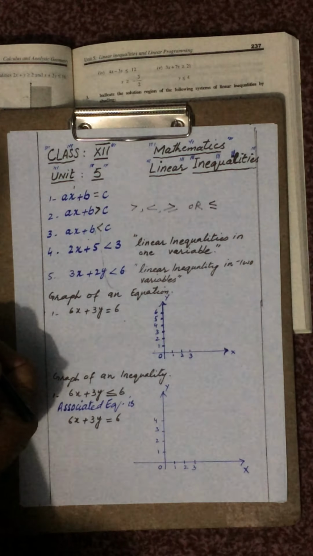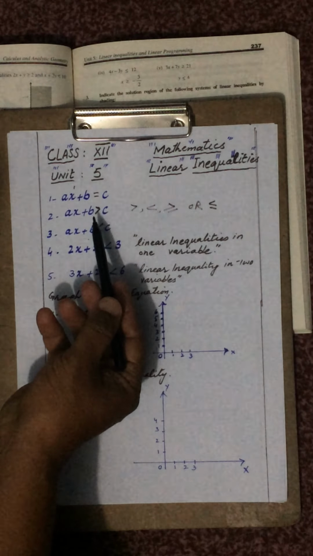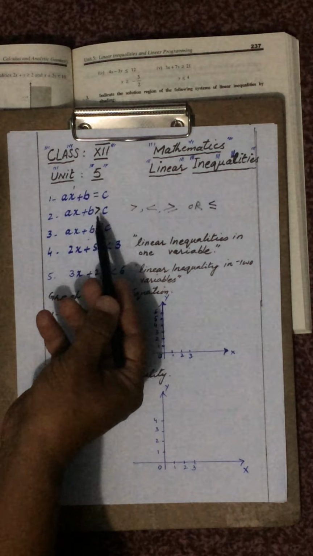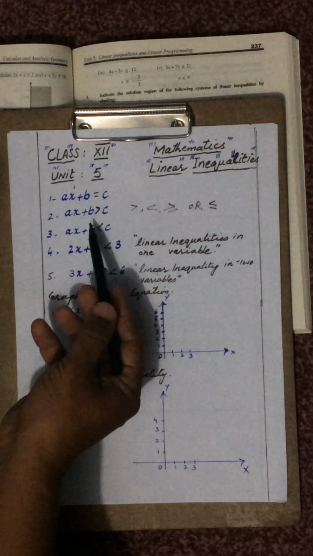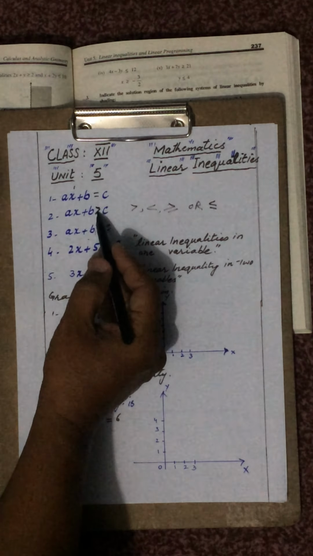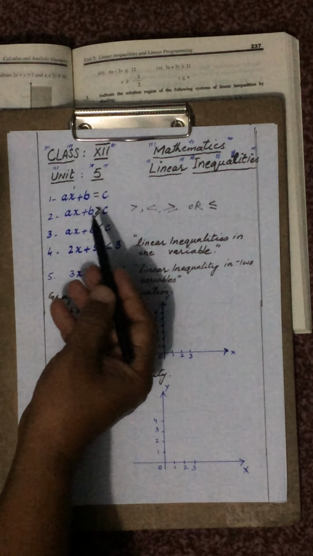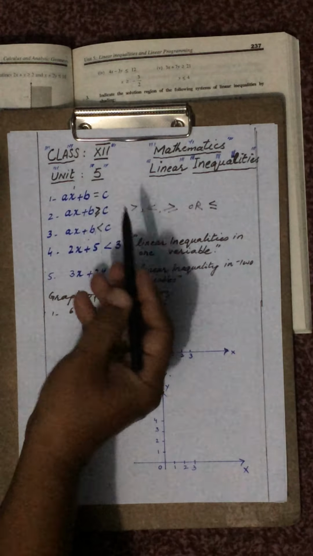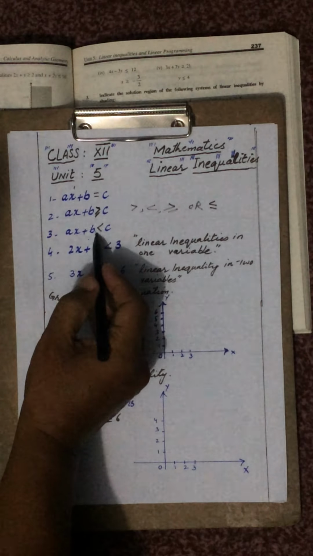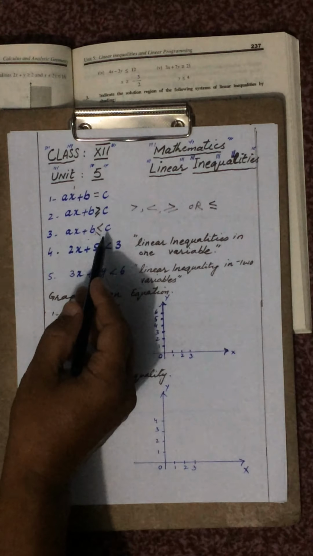This is also a linear inequality, because whenever we use the sign greater than or less than to link two algebraic expressions, then we call it a linear inequality. We can also write ax plus b greater than or equal to c. This is also a linear inequality. And ax plus b is less than or equal to c. So this is also a linear inequality.